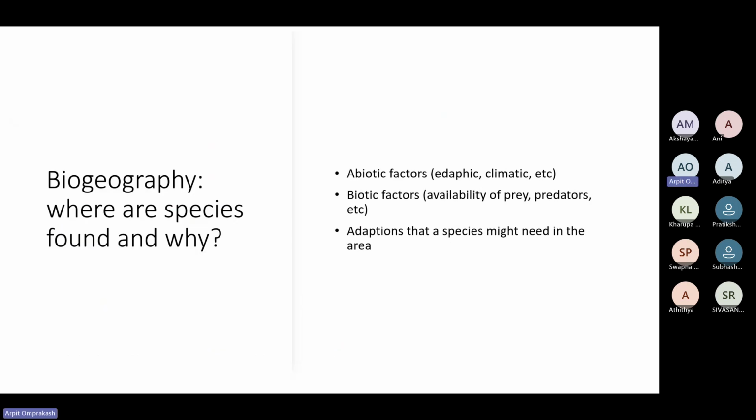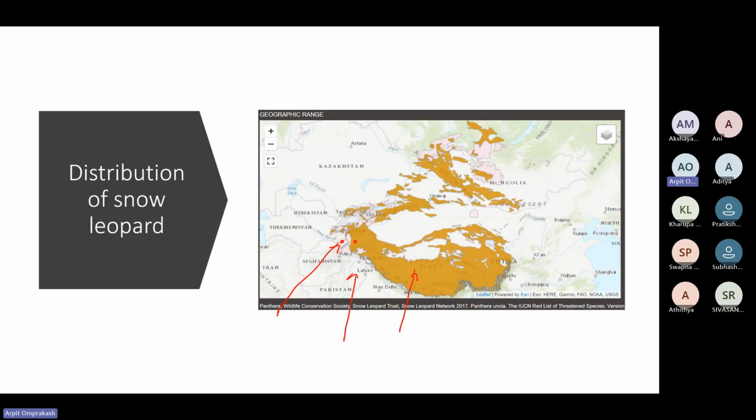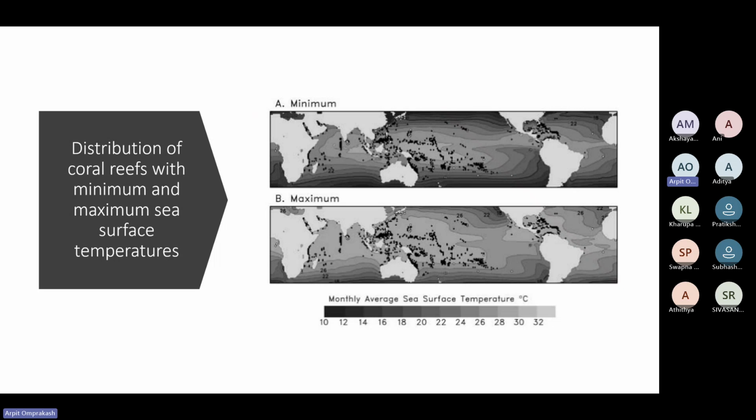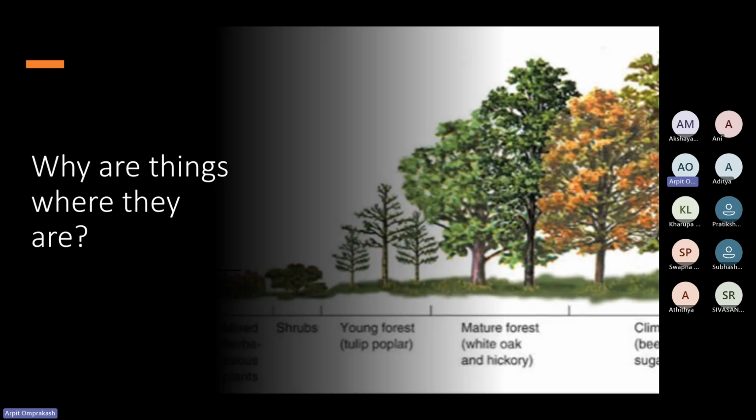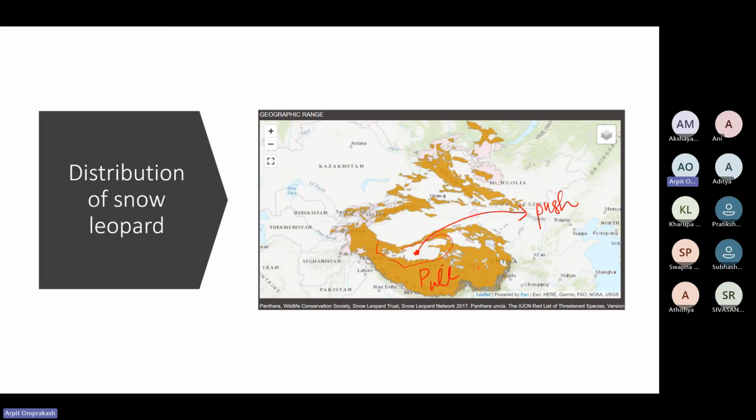Then we talked about why species are found where they're found. There may be things like abiotic factors, biotic factors, adaptations to particular habitats. Then we talked about these different questions and how we can relate to biotic, abiotic, and other factors. So the four questions that we talked about are: what species are found in a given area, why are they found here, why are they not found in some other areas with similar climate and other abiotic conditions, and why are they not found somewhere else, right?